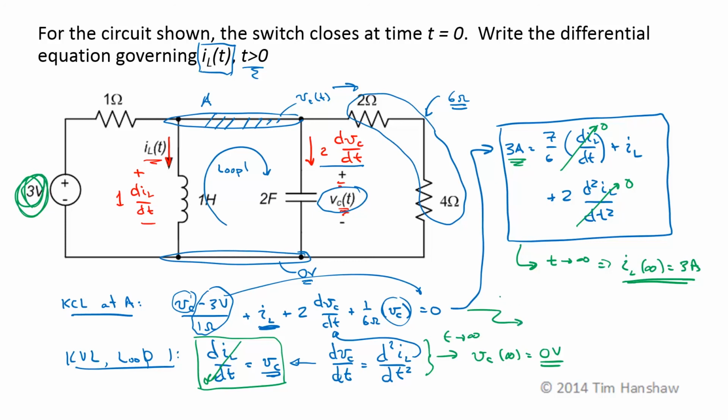Now, for this equation, as t goes to infinity, we've found that V sub C is 0, so that term's 0. This term's 0. The derivative of 0 with respect to time is 0. So I sub L at infinity is equal to the negative of negative 3 volts, so negative 3 volts over 1 ohm, which is 3 amps, which again gives us some confidence in our result.